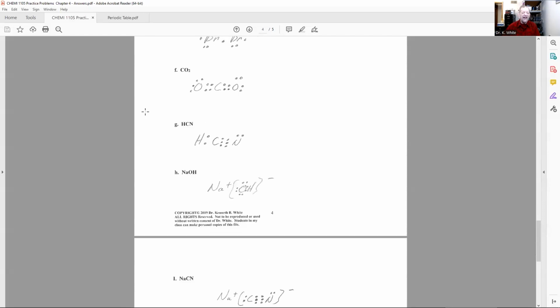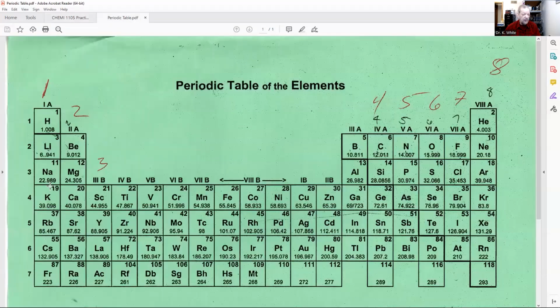And let's do H, sodium hydroxide. And what's the question? Draw the Lewis structure for that. Now, first of all, we have to know sodium has one valence electron, hydrogen has one valence electron, and oxygen has 6 valence electrons.